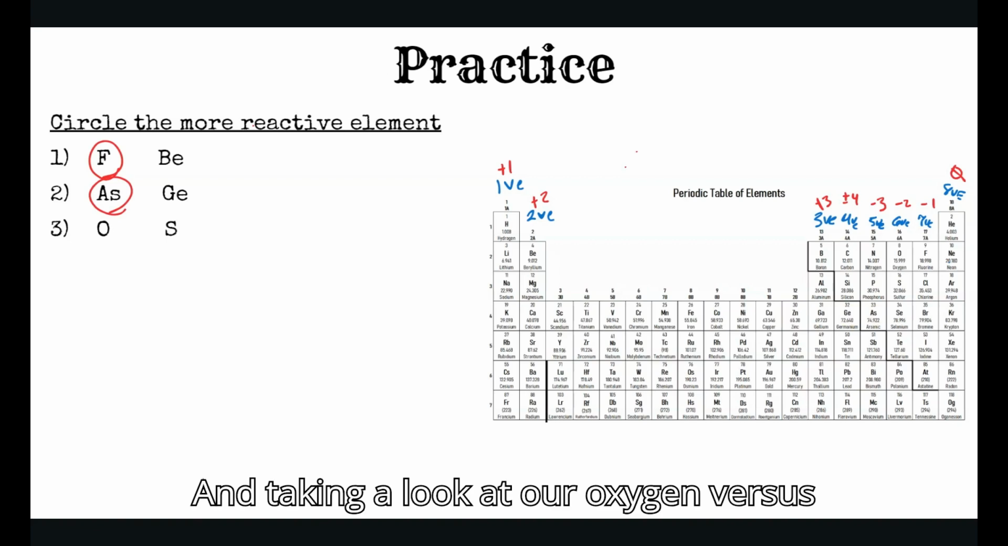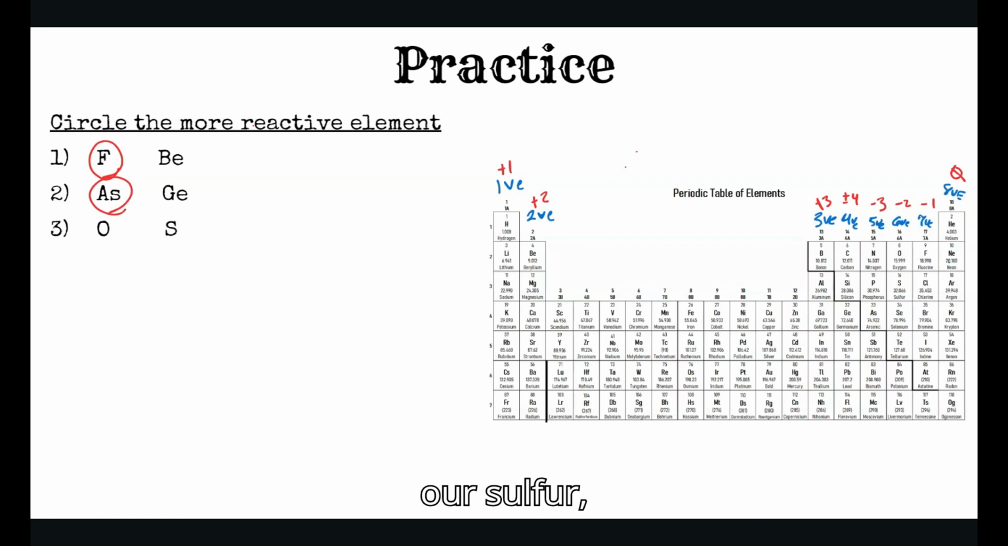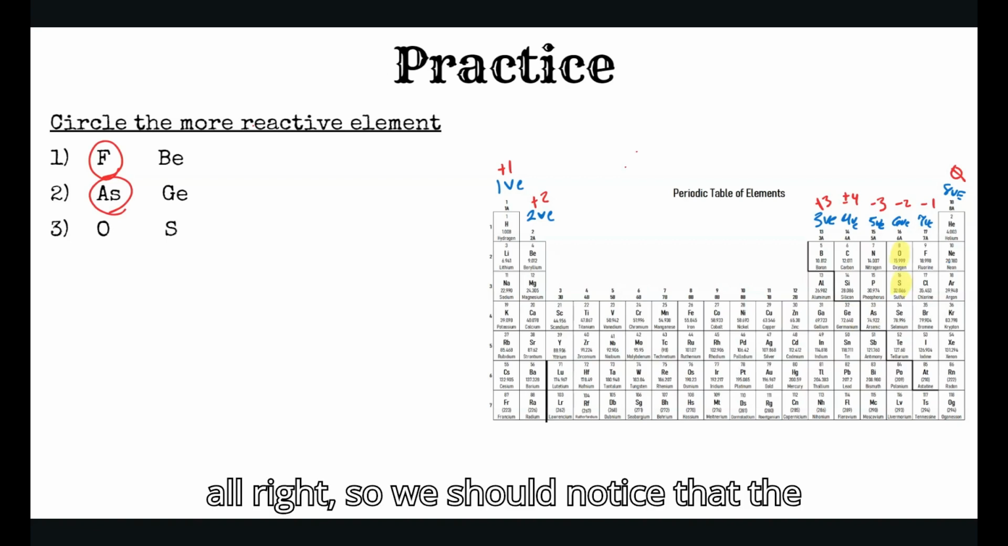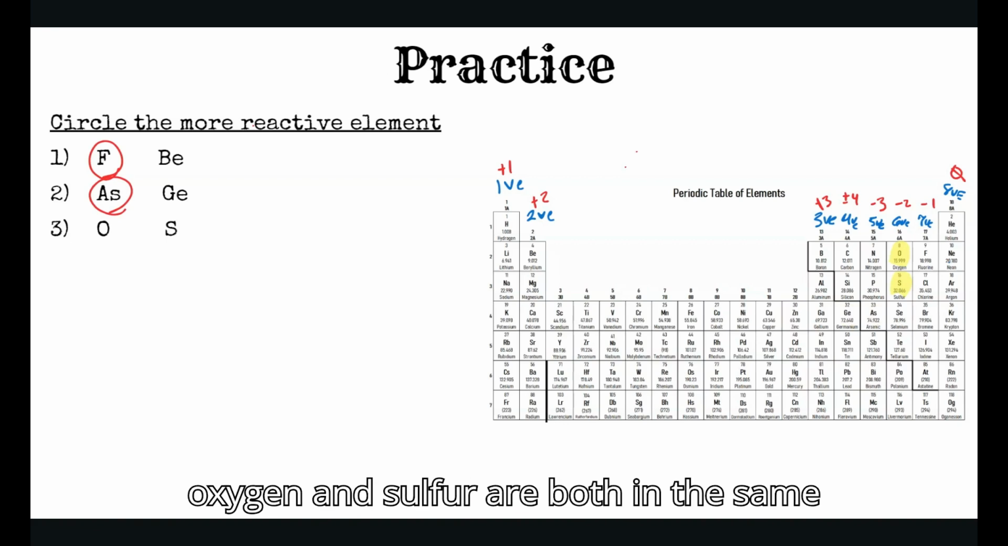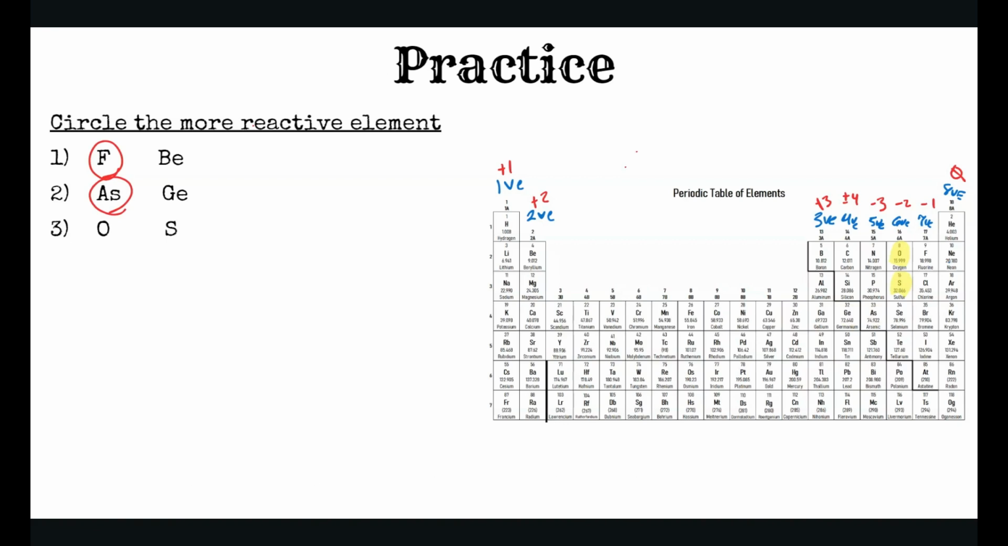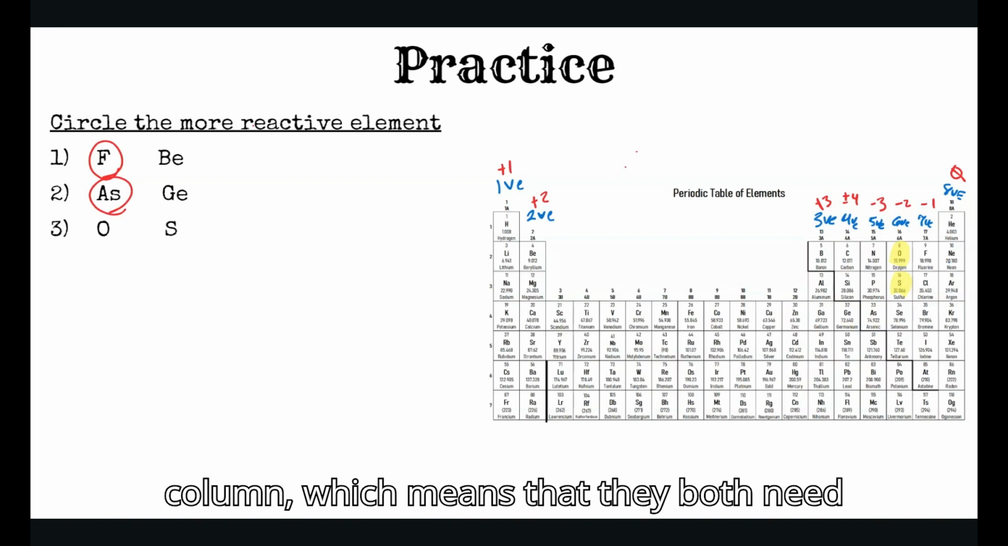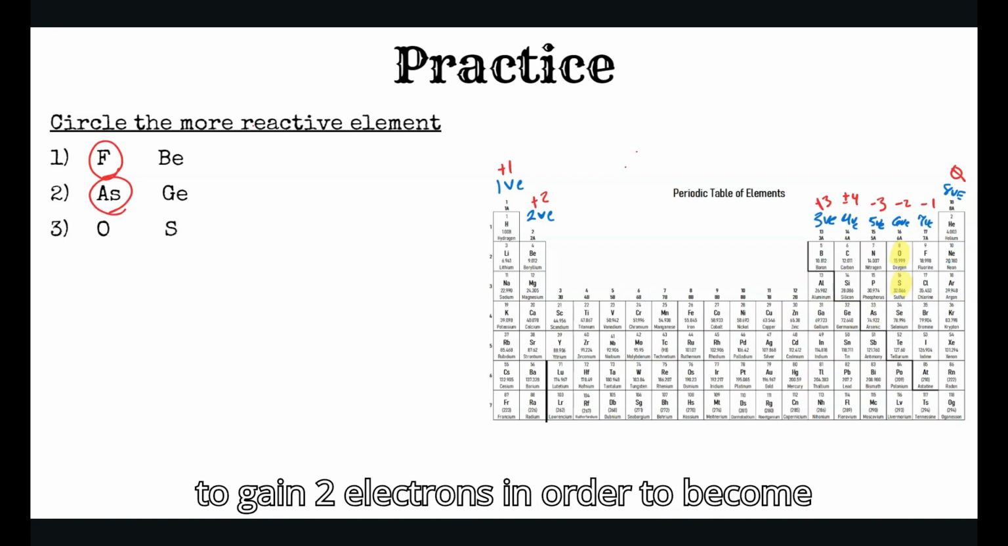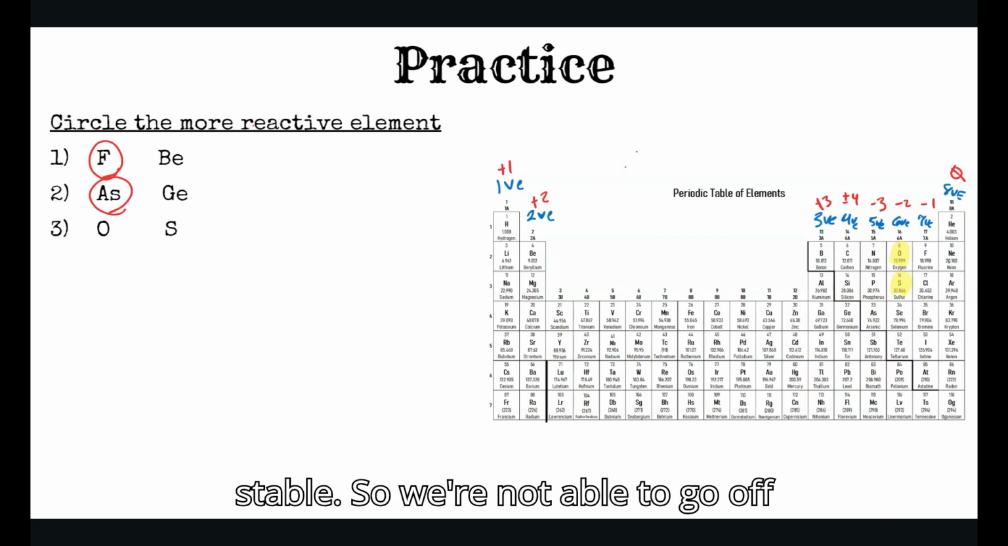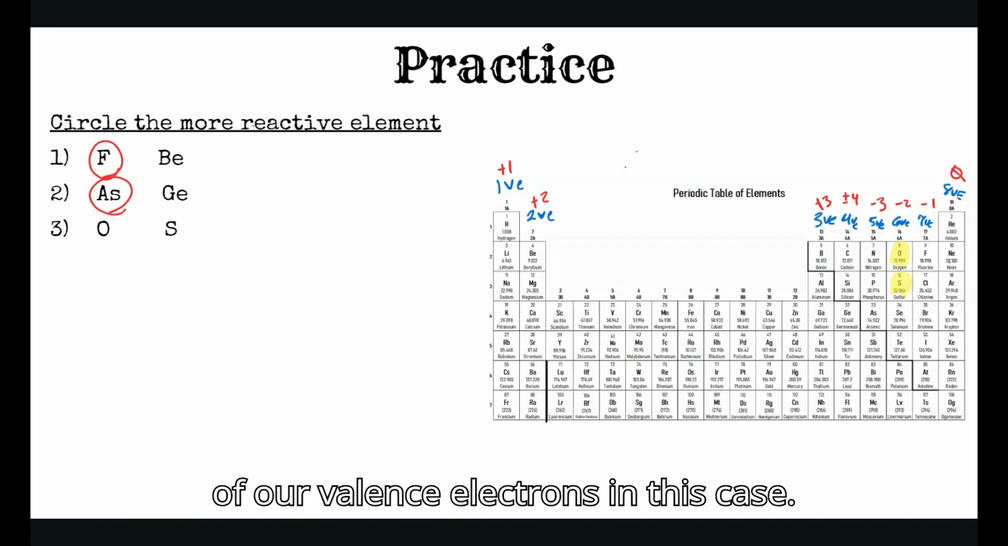And taking a look at our oxygen versus our sulfur. All right, so we should notice that the oxygen and sulfur are both in the same column, which means that they both need to gain two electrons in order to become stable. So we're not able to go off of our valence electrons in this case.